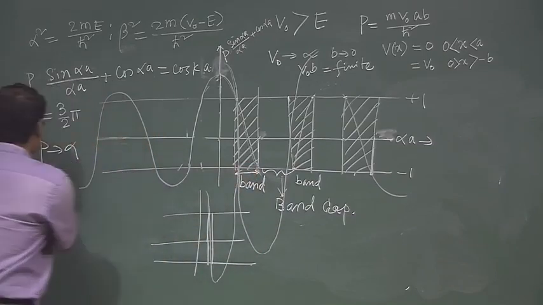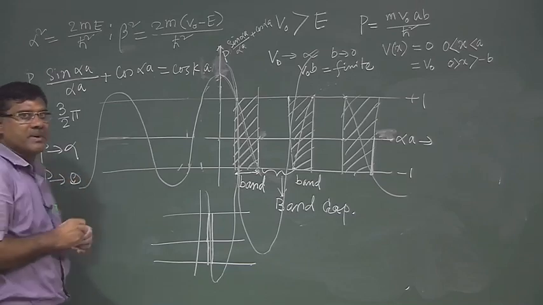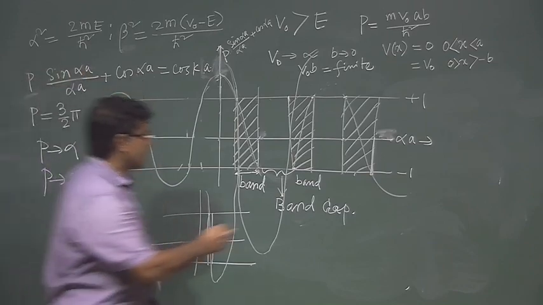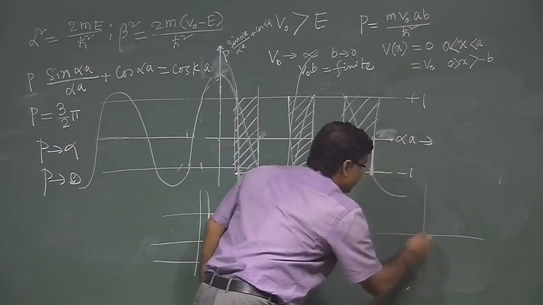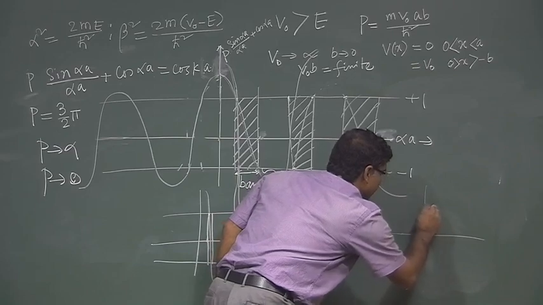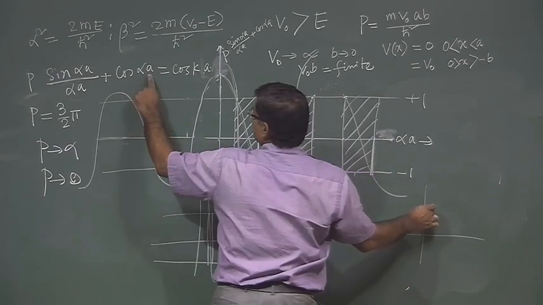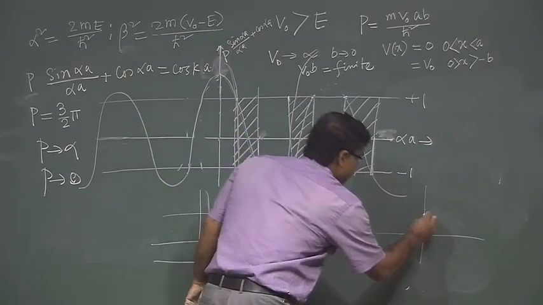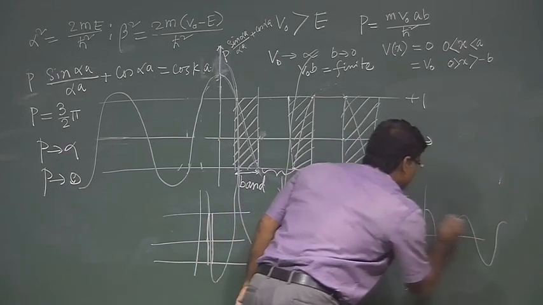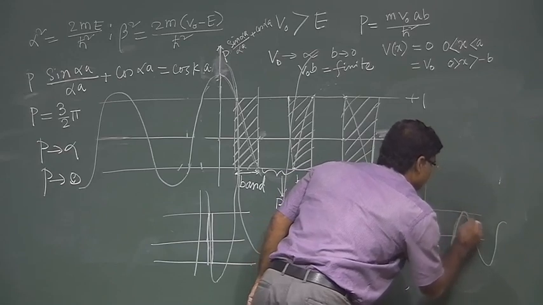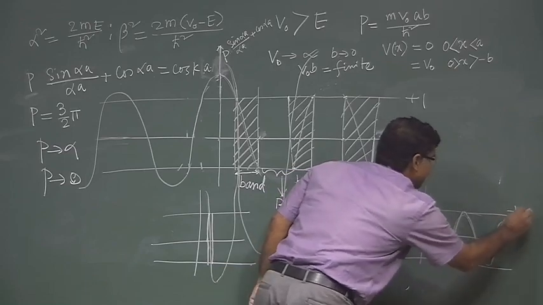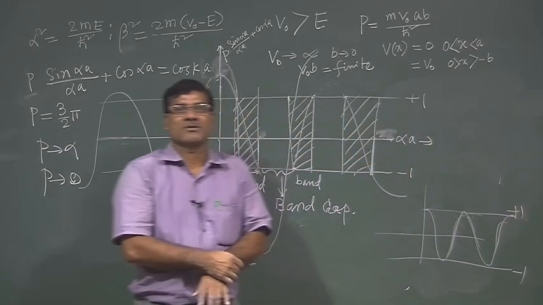Okay. Now, the other way, if P tends to 0, then this part is not there. So, it is just a cosine function. Okay. So, it will vary like this. Cos alpha a, when it is 0, this is 1. So, it will vary like this. So, all the time this value will be within +1 and -1.